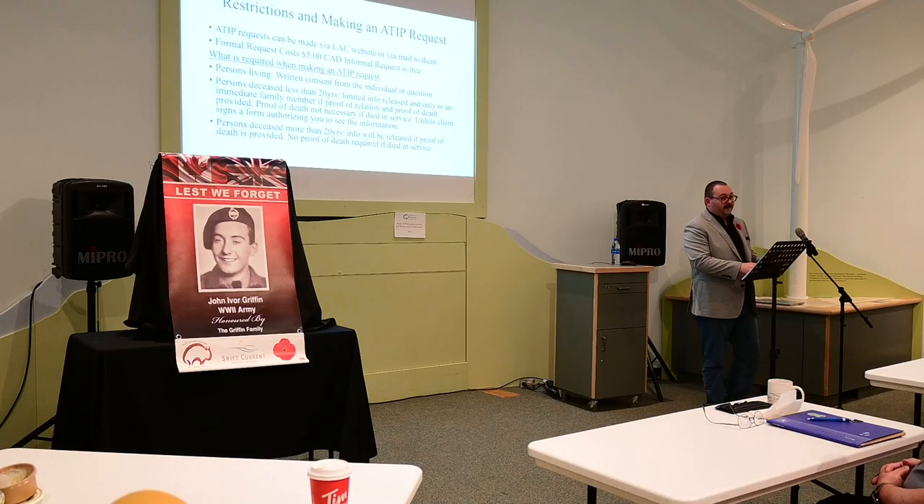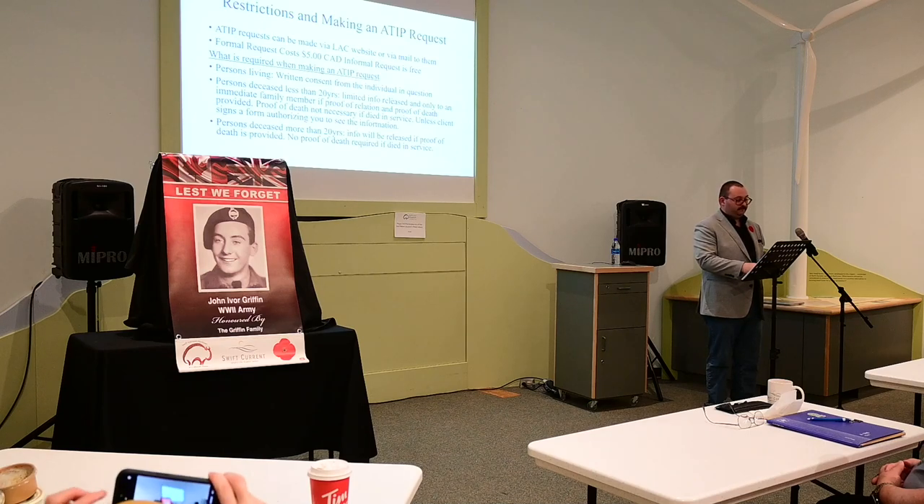Making access to information requests can be done via the Library and Archives website, or you can do it by mail. They do have a form that you can download, print off and mail to them. I found doing it on the website is a lot easier, and it's quite fast. There's two different types of requests: informal and formal. I would suggest always doing the formal one.